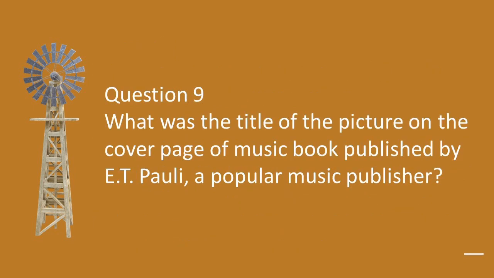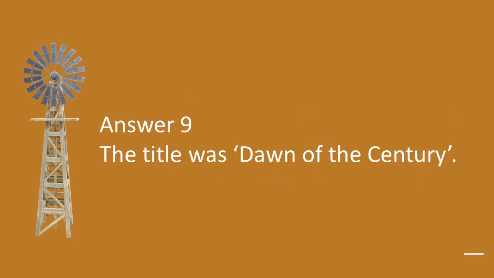Question number 9 is what was the title of the picture on the cover page of music book published by E.T. Pauli, a popular music publisher? Answer to question number 9: the title was Dawn of the Century.